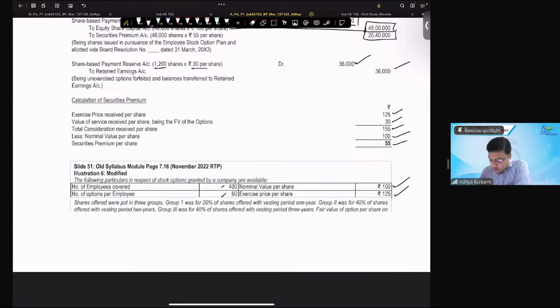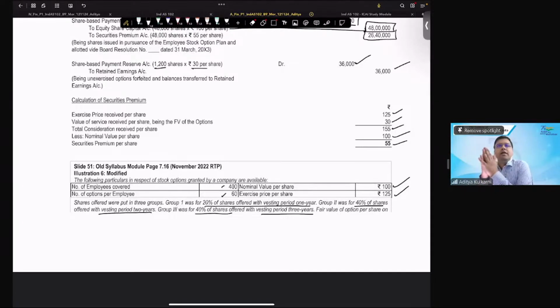Shares offered were put into three groups. Group 1 was 20% of shares offered with a vesting period of 1 year. So for a vesting period of 1 year, 20% of the shares on offer will be given. Group 2, 40% of shares, vesting period of 2 years. Group 3, balance 40%, vesting period 3 years.